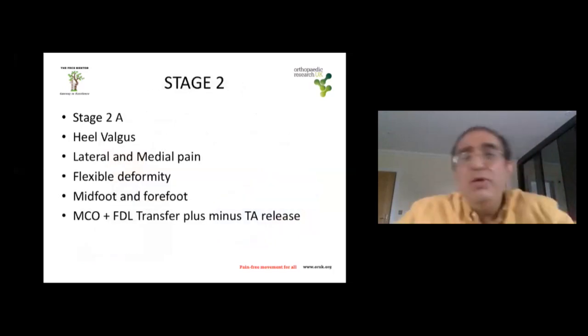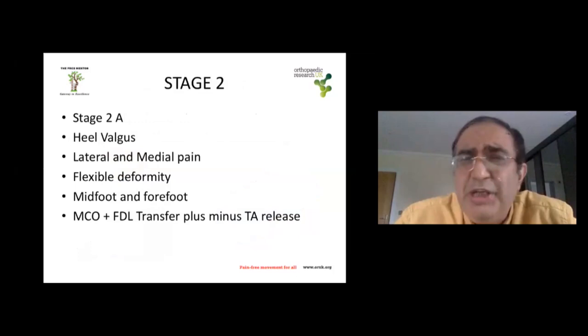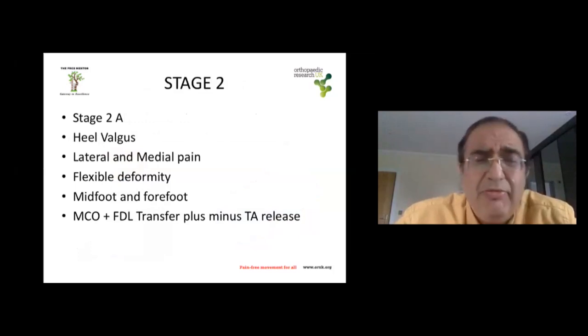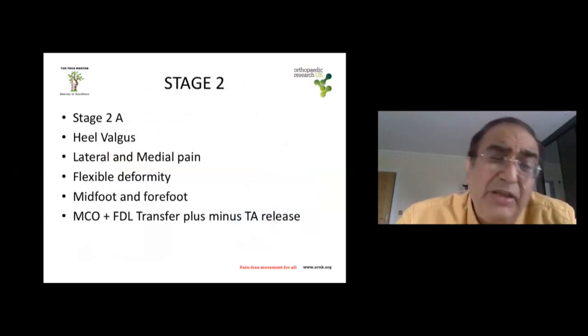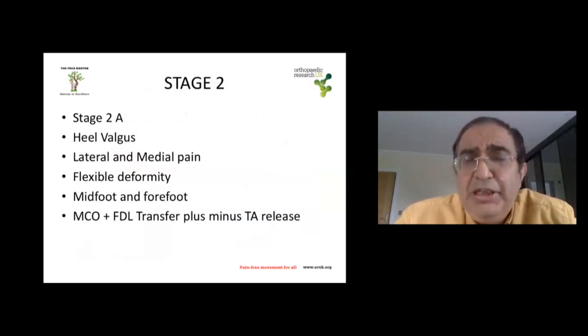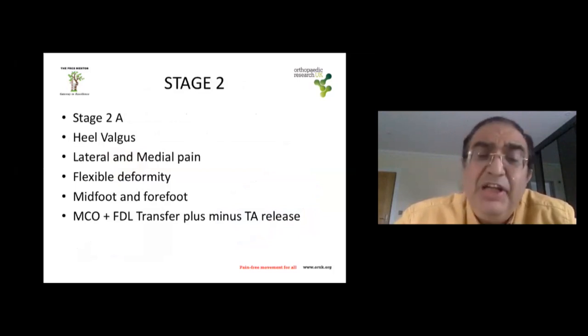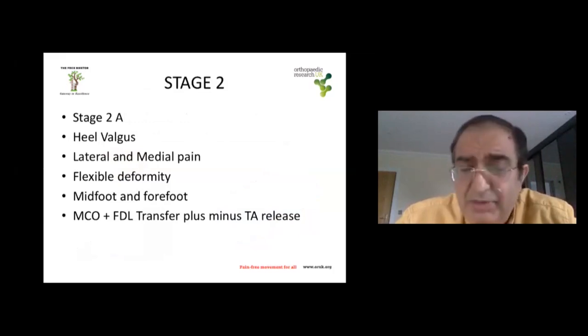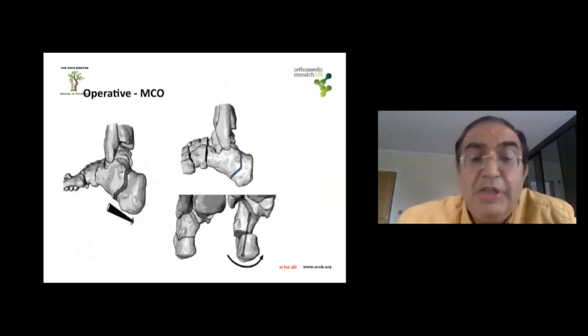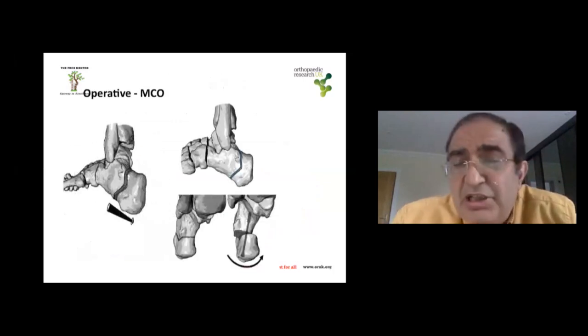Now stage 2, as we said, we divide into 2A, 2B, and 2C. So in 2A, where it is mainly a hindfoot deformity and the midfoot is okay, so you can't see too many toes sign. So there you can just do a medial calcaneal shift with FDL transfer to the tib post. This is because the deformity is flexible, and these people generally have pain on the medial and lateral side of the ankle. So here you basically do a medial calcaneal shift through an extra-articular oblique osteotomy of the calcaneum.